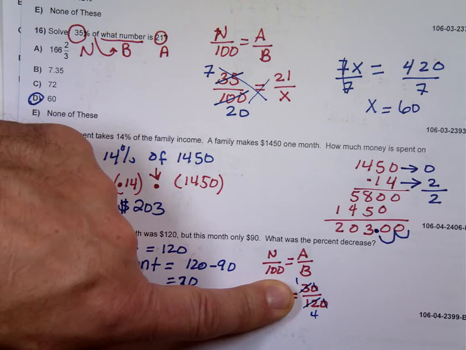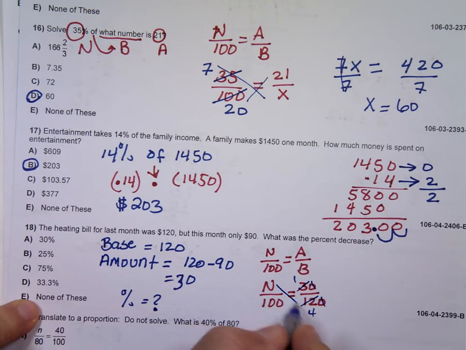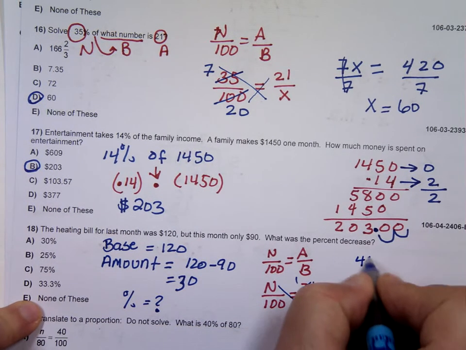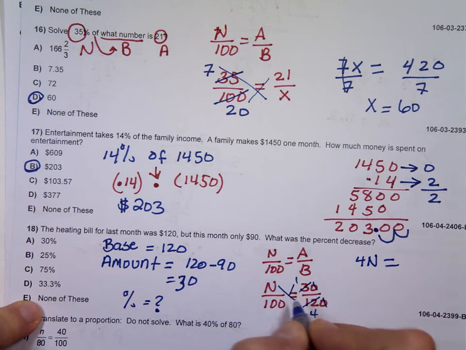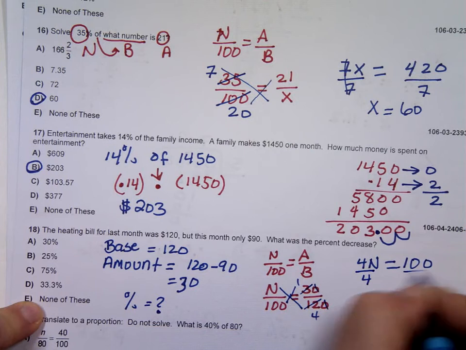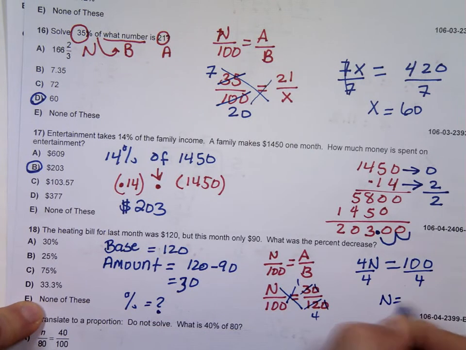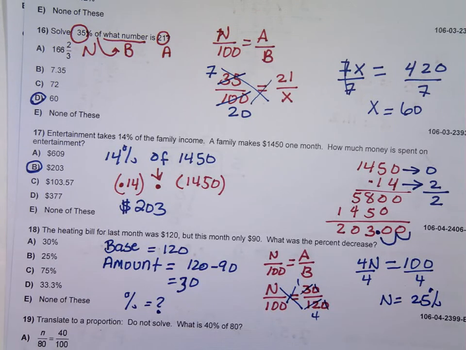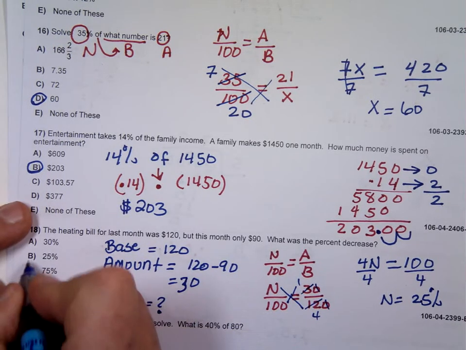Now let's multiply. N times 4. 4n equals 1 times 100 divided by 4. By 4, n equals what? 25%. So we dropped it by 25%.